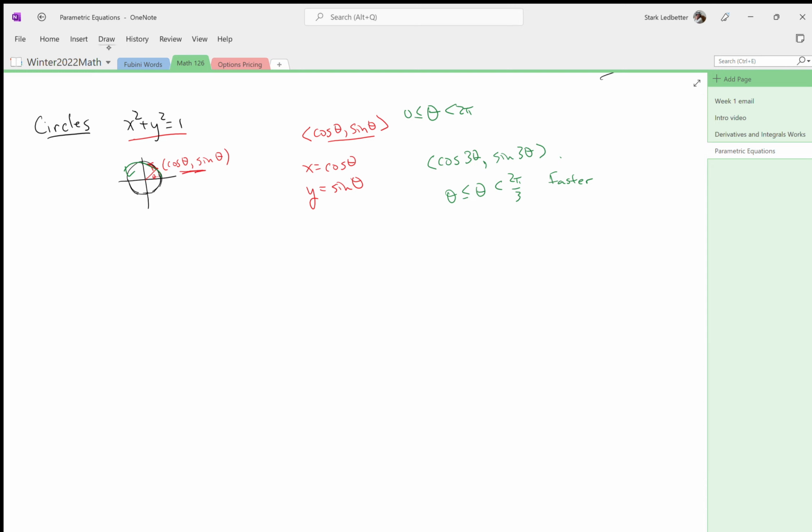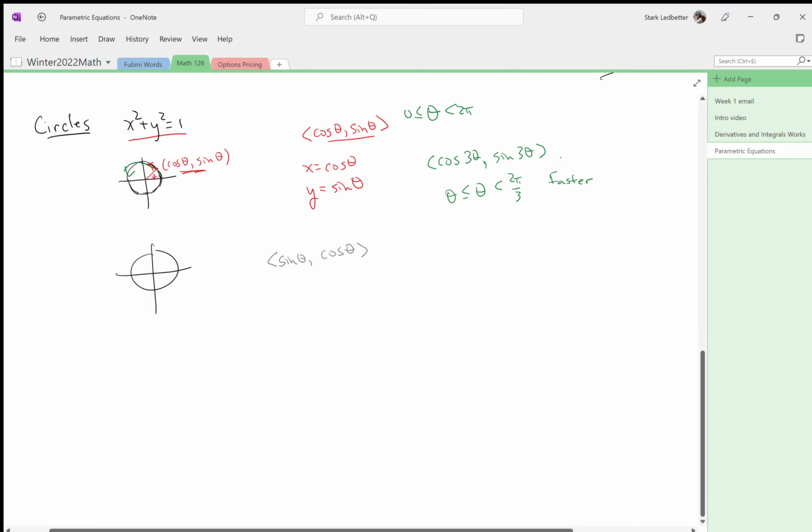I can do this, which is asinine, so don't do this unless you want to be annoying: if I switch these, sine theta, cosine theta, that's still a parametrization of the same circle. I would never do this to you. But what actually happens is just the x and y coordinates get swapped. So instead of starting here and going that way, I'm starting here and going that way. So that's still a parametrization of the circle. I don't mean don't ever do this, because if for some reason this is ever more convenient, please do this.